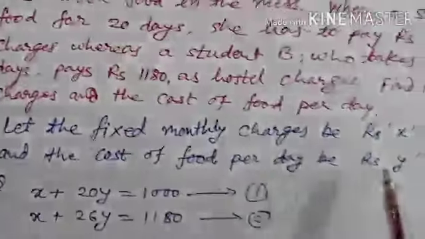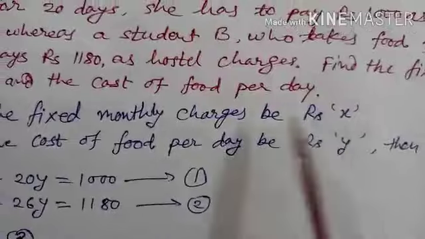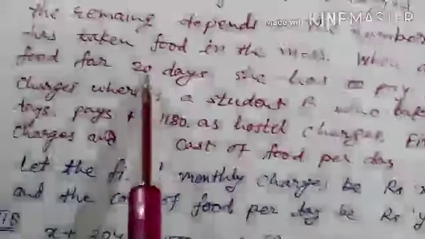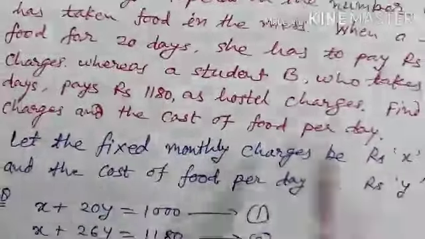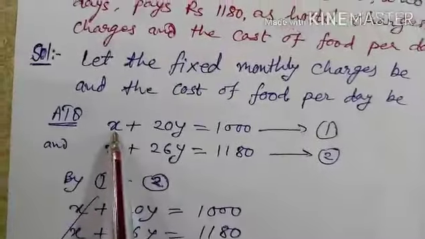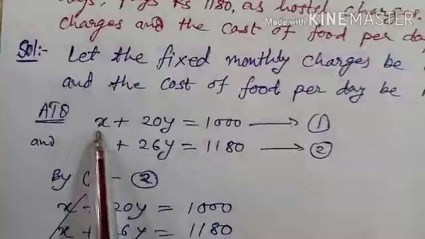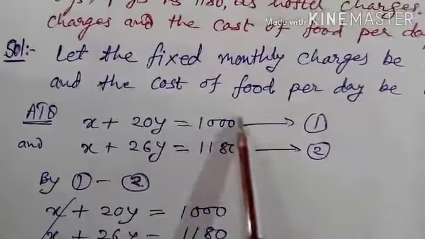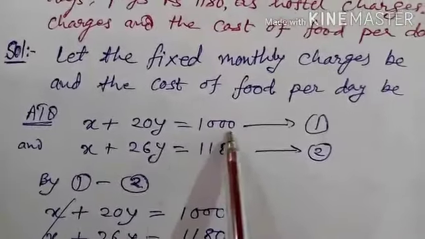Student A takes food for 20 days. So the cost of food per day is rupees Y. So 20 into Y is the total cost of food, and the monthly charge of the hostel room is X. So X plus 20Y, and the total amount is 1000.